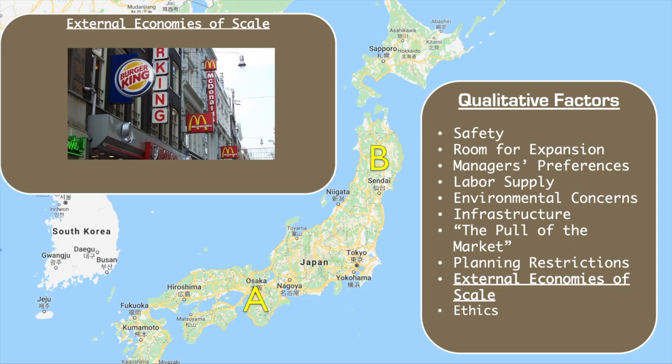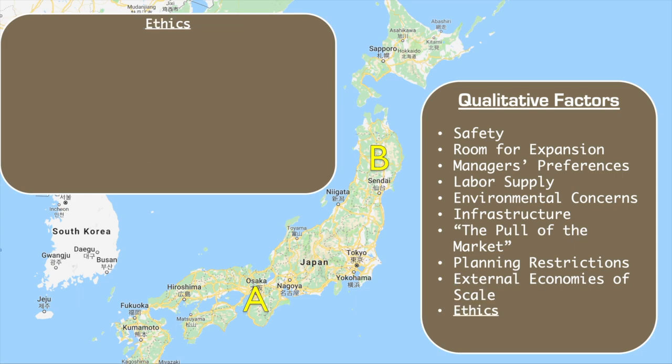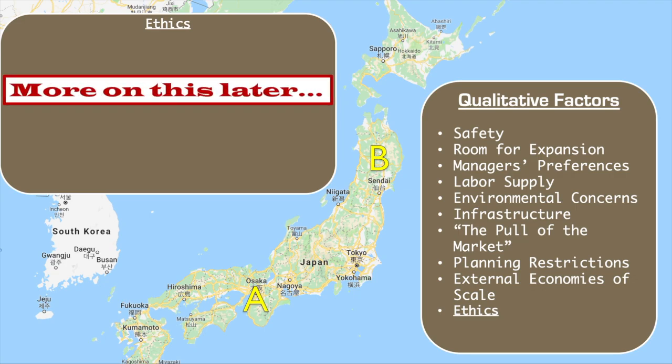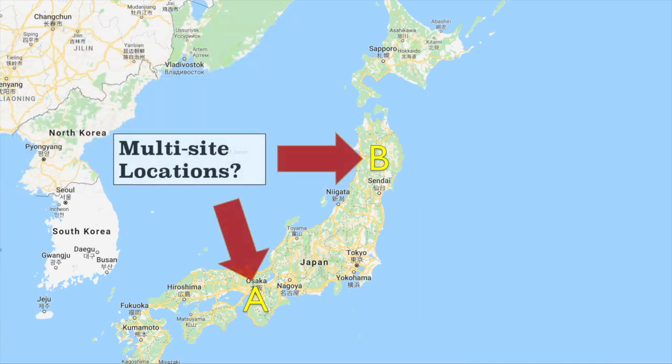Another one is ethics, and we are going to talk more on this one later, so stay tuned for that. The final thing to mention about choosing the optimal location is you might choose to have multi-site locations. Maybe we are going to just have 2 ramen factories, and clearly 2 is better than 1, right?